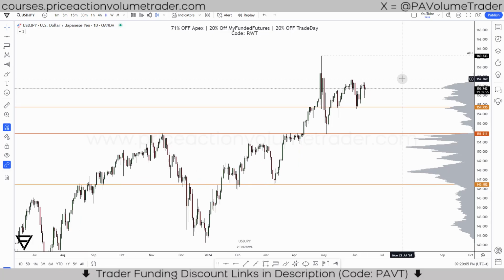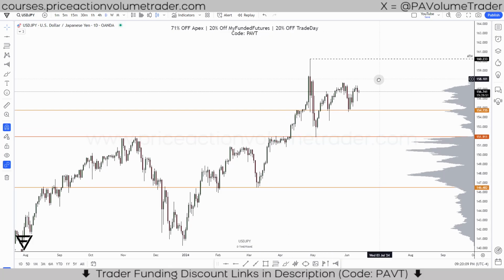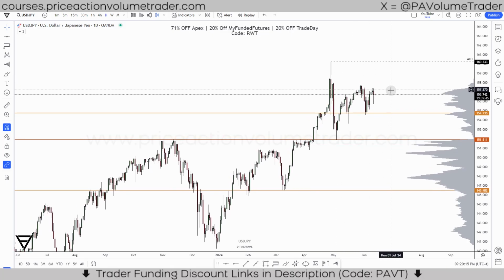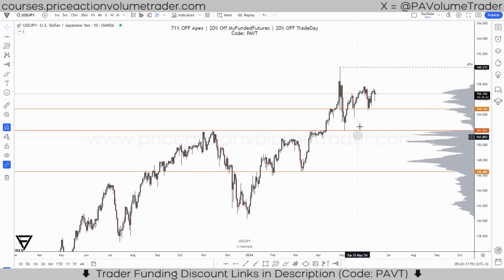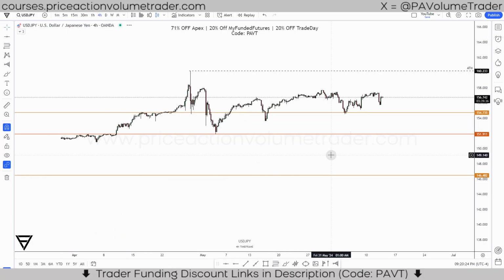Okay, so I think that's pretty much it for the daily time frame. There's probably a level here, but I'm going to mark it off on the hourly when it's a little bit more defined there. Okay, so now I'm going to go into the 4-hour chart.